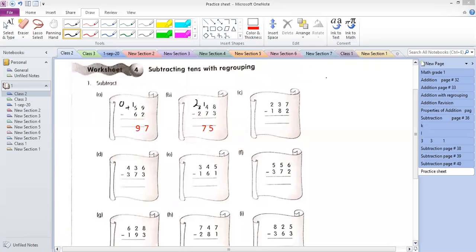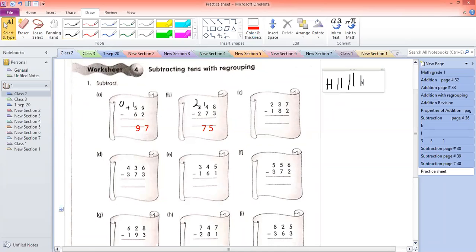Draw 7 lines. 1, 2, 3, 4, 5, 6, and 7. How many do you need to minus? 2. So I will cut 2 lines. Now how many lines are left? 5. So we can subtract it. Okay. The answer is 5.